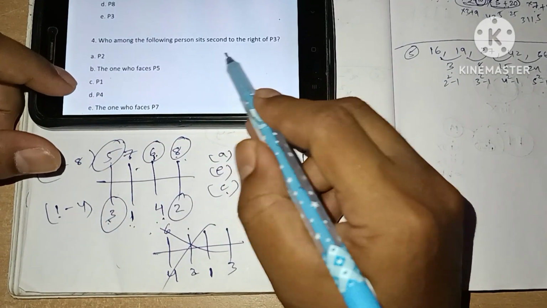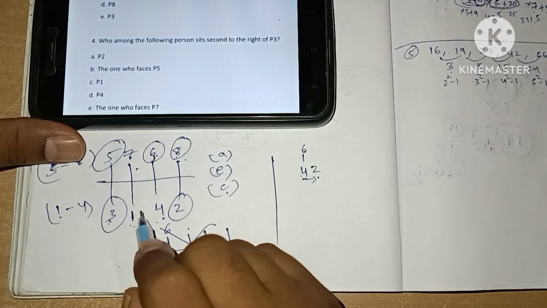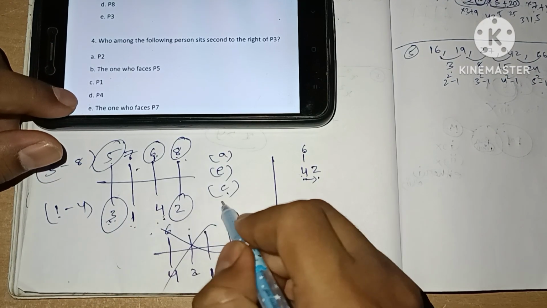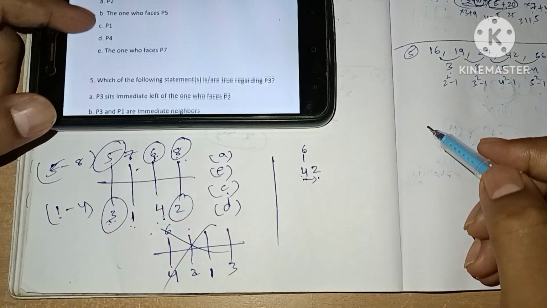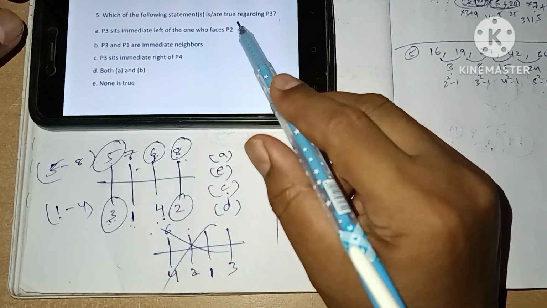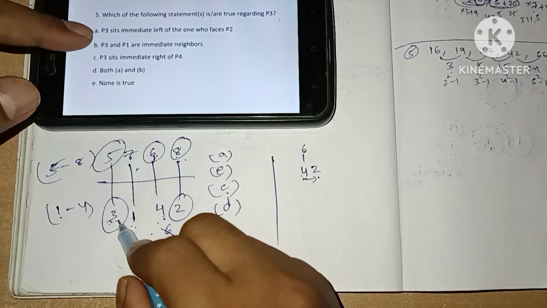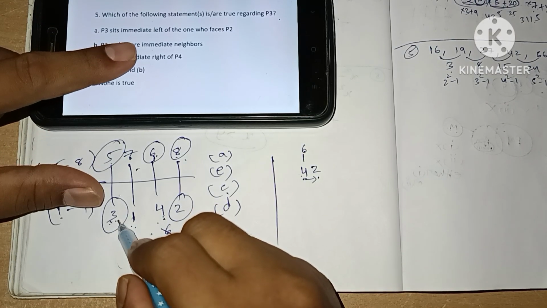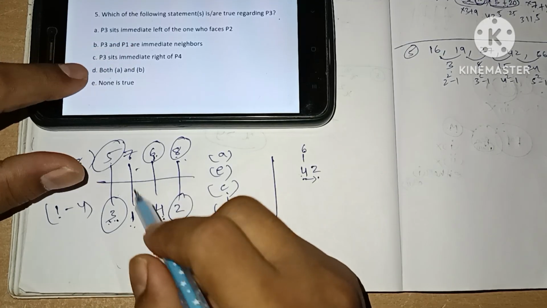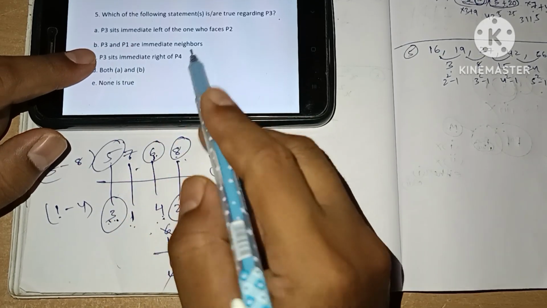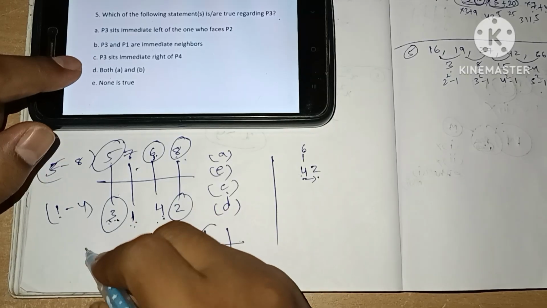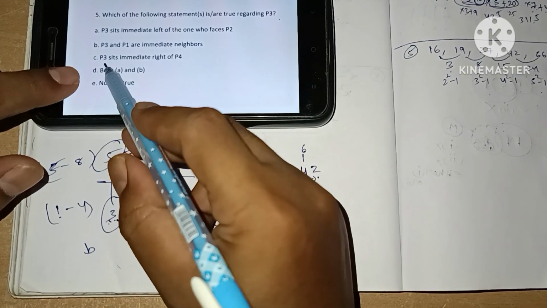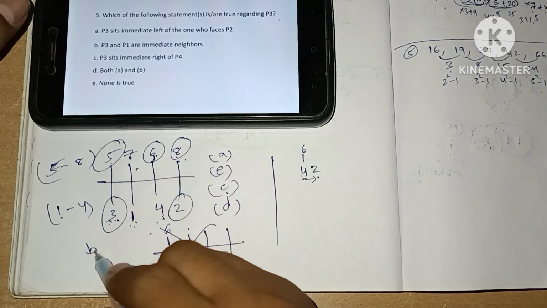Who among the following persons sits second to the right of 3? Second to the right of 3 is 4, P4. So the answer will be option D. Fifth question: which of the following statements is true regarding 3? P3 sits immediate left of the one who faces P2. No. P3 and P1 are immediate neighbors. Yes, B is true. So the answer will be option B.